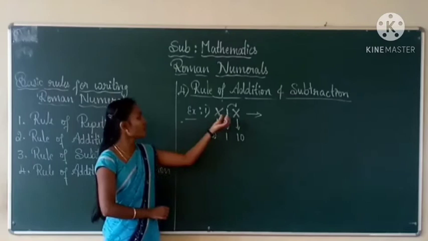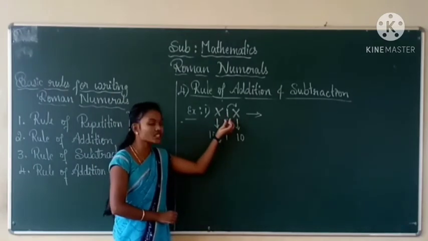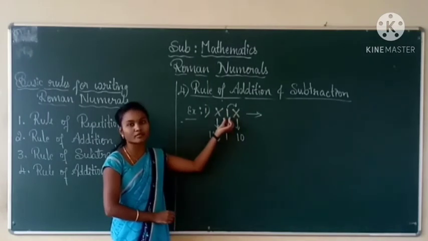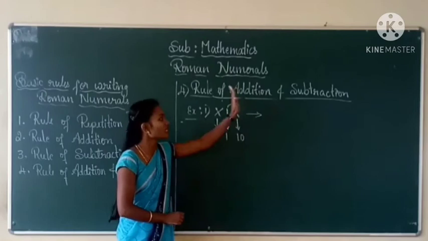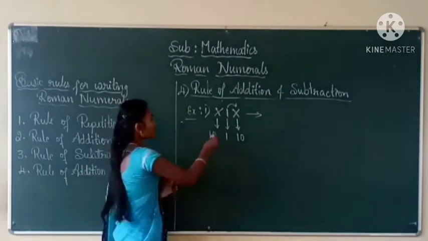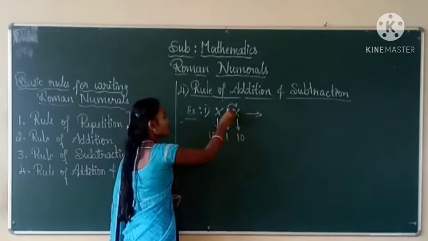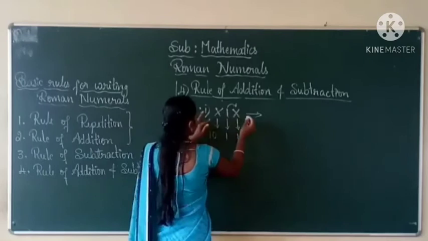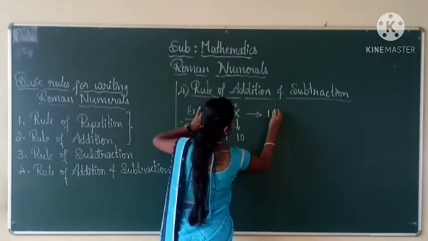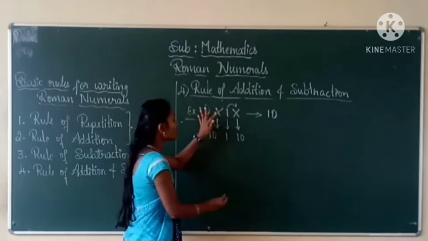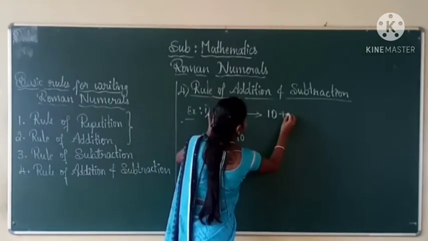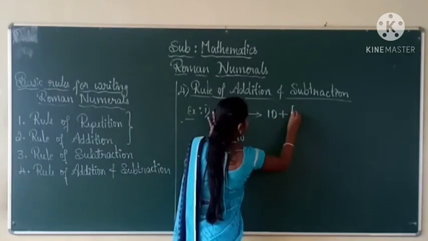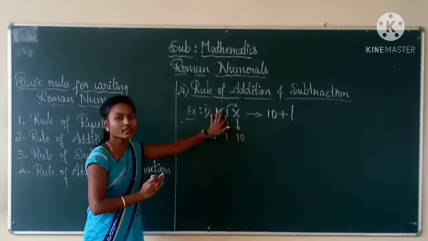Again I repeat. When a smaller numeral is placed between two larger numerals, then it is always subtracted from the larger numeral placed immediately after it. So we know that X stands for 10, I stands for 1, and this X also stands for 10. So let us write X stands for 10. Write 10 first. After that, put an addition symbol plus. Then write a bracket to separate addition and subtraction.